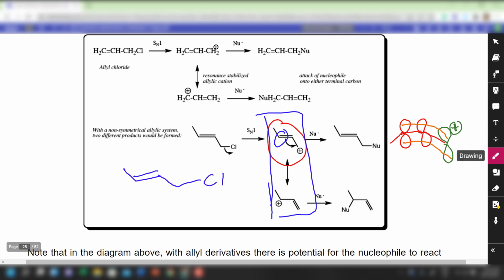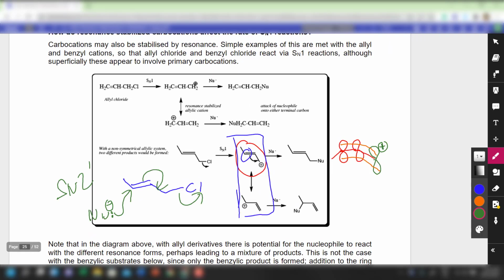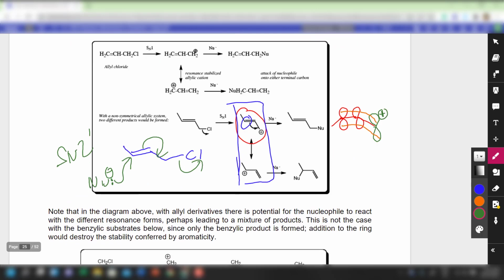In certain cases, it is more likely to undergo a kind of reaction known as SN2 prime, where the nucleophile will attack from over here, then this pi bond will shift, and you kick out the chloride. Whether it undergoes SN2 prime or SN1, you have to study the kinetics to see whether the nature of the nucleophile affects the rate of reaction. If it doesn't affect the rate of reaction, it's likely to proceed via SN1.